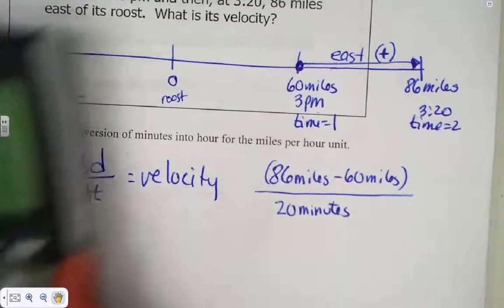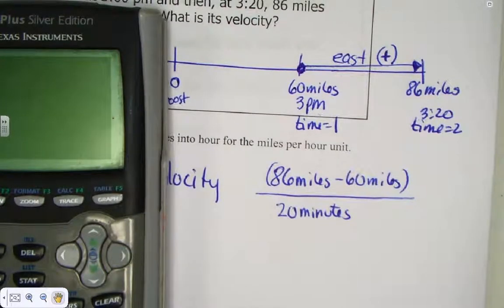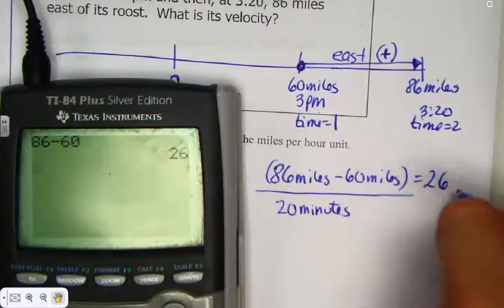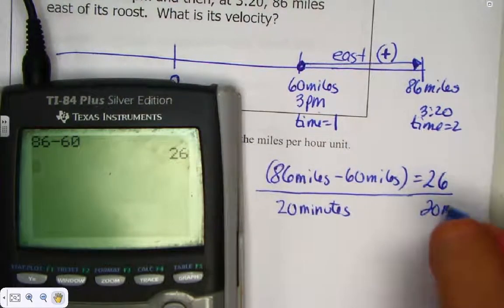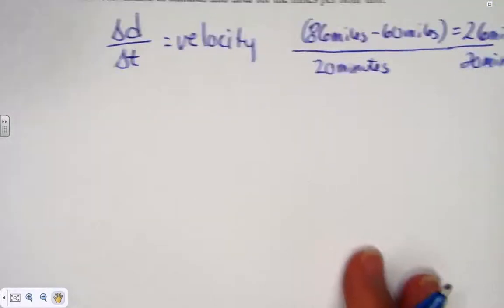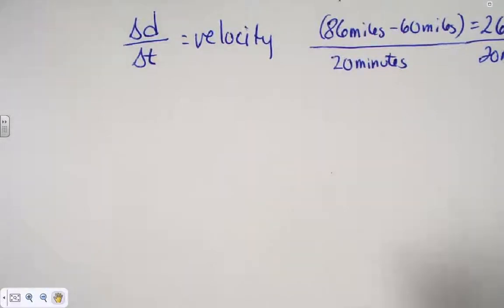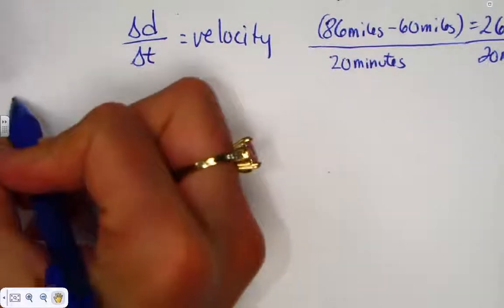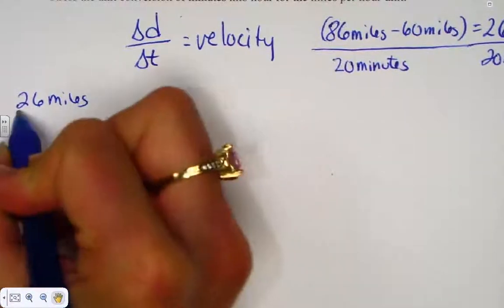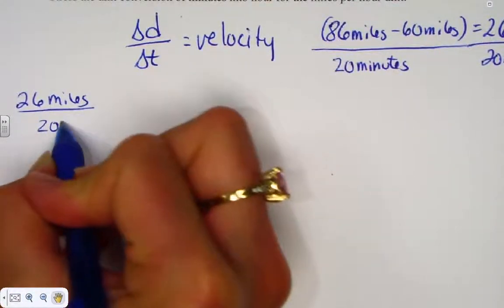So let's go ahead, and I know this is mental math, but we'll get in the habit of just showing what I'm doing on the calculator screen as well. And 86 minus 60 gives me the change in distance is 26 miles over 20 minutes. That's what I'd like to do, is to convert that into miles per hour. So this is an opportunity to practice the skill. It's going to come up again later in just unit conversions. We know that 26 miles per 20 minutes.